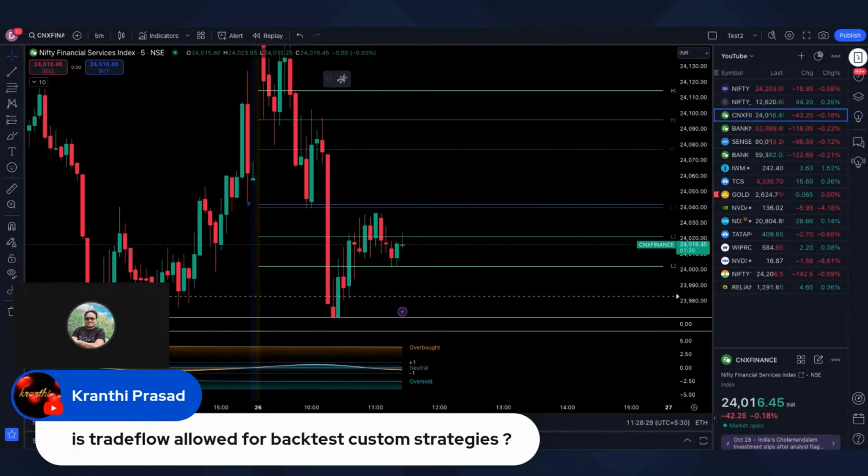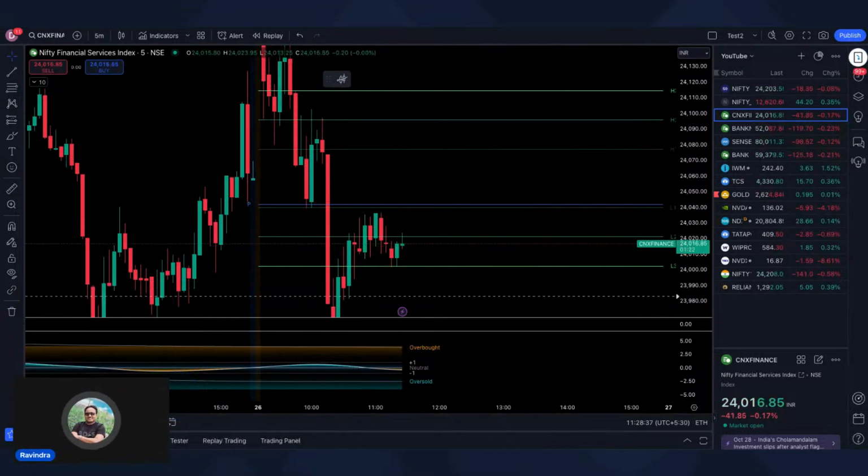Is Tradeflow allowed? No, Tradeflow doesn't allow the backtesting. No, it doesn't have the backtesting capability. I think for backtesting, you have very good platforms, right? You have algotest.in, and then you also have the, what is it? I forgot the one more I used to use earlier. Algotest is, in my view, quite good. There is a stock mark or something that is also a good place.